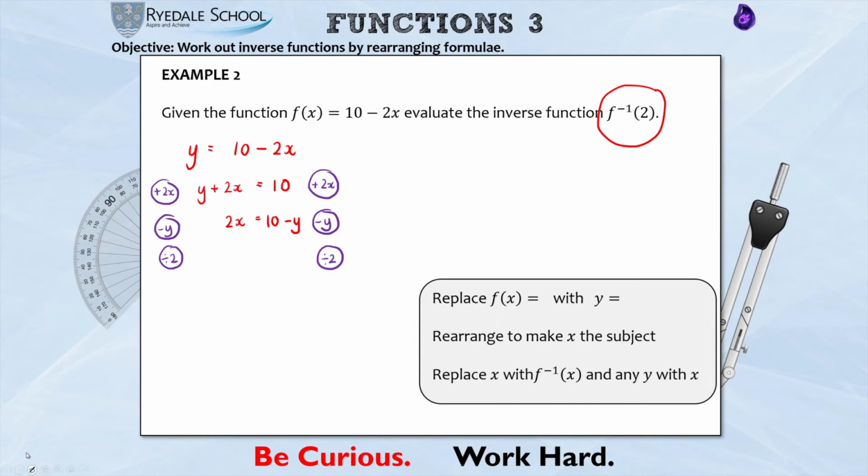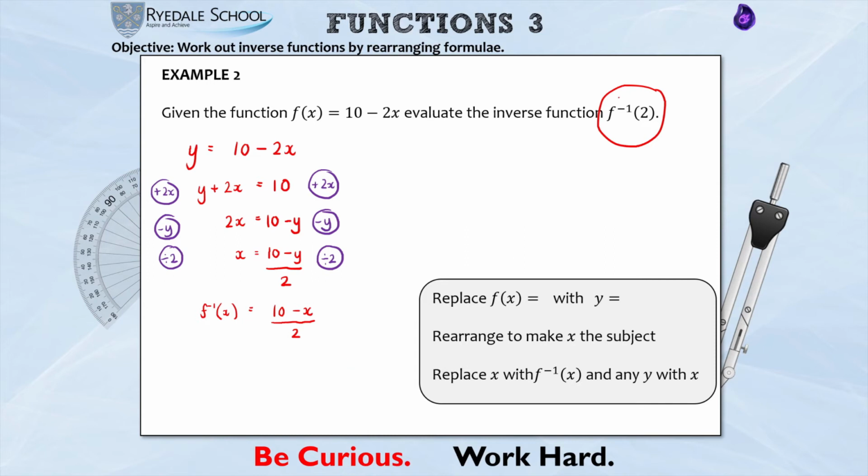And if I divide both sides by 2, I get x equals 10 minus y, all divided by 2. So let's write that as an inverse function. So remember, I swap this for f⁻¹(x), and I swap any y for an x. So it's 10, take away x, divided by 2.